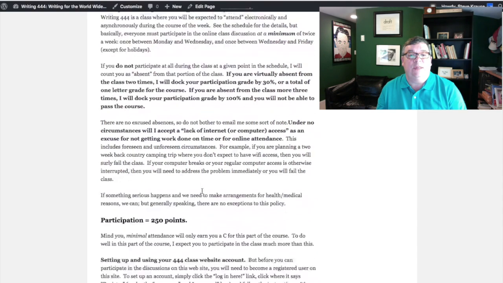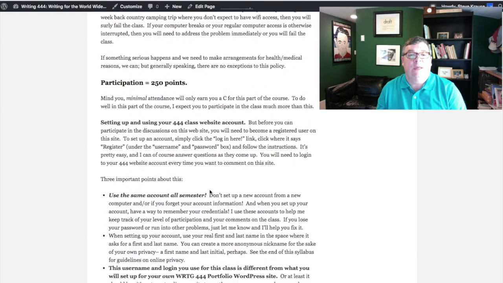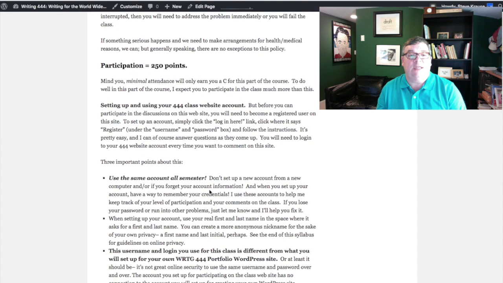Participation is worth 250 points, and this is what participation counts as. But before we get too far with that, remember to follow these instructions for setting up your 444 class website account, because in order to post on this page that you're looking at right now, you're going to need to have an account. So make sure you get that all set up.